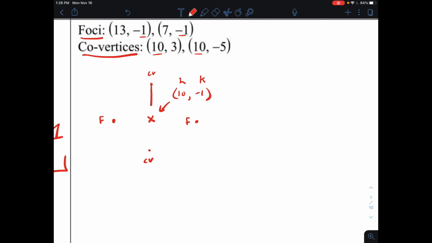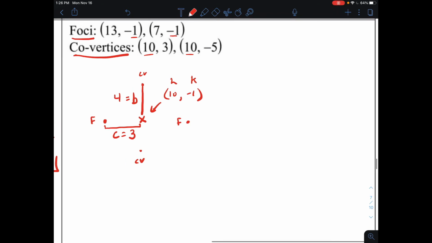Well, the distance from the center to a covertex is b. And so the distance from the center, which has a y value of negative 1, to a covertex that has a y value of 3 or negative 5, tells me that b is going to be 4. Now, the distance from the center to a focus is c, which means that the distance from the center that has an x value of 10 to a focus that has an x value of 13 means that c is going to be equal to 3.